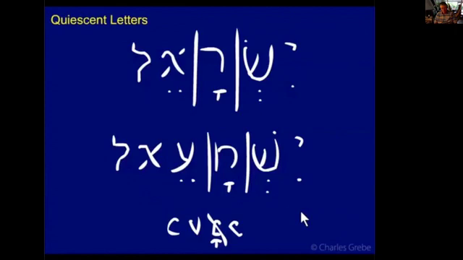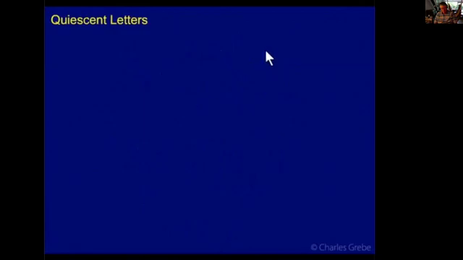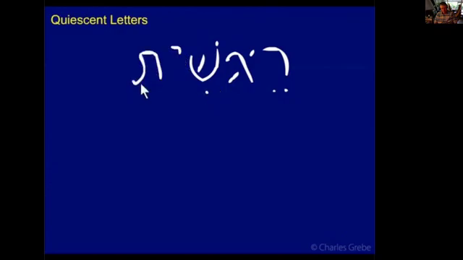Let's take a look at another example. This is Reshit. Reshit means beginning. The first word in the Bible is Bereshit, which puts B in front of this, in the beginning. Here is the syllable division, and here we have a quiescent aleph at the end, and it has no vowel under it. So aleph will quiesce, and you can tell because it doesn't have the vowel.